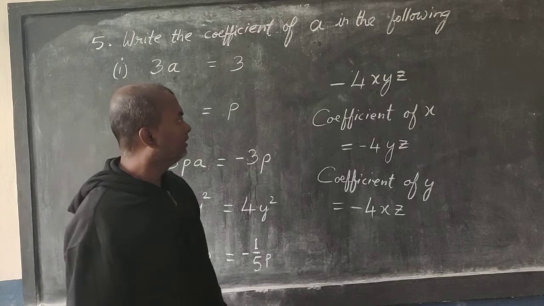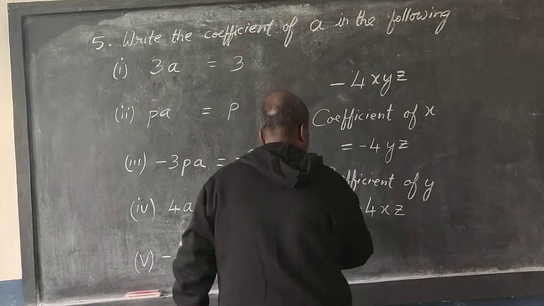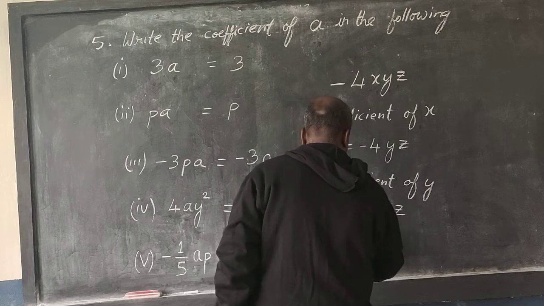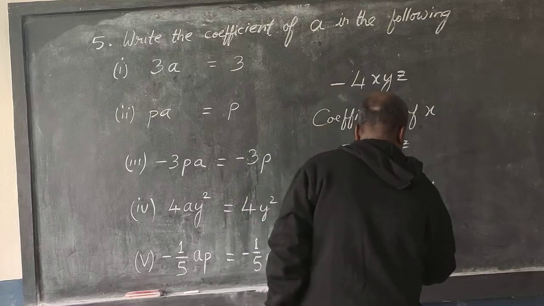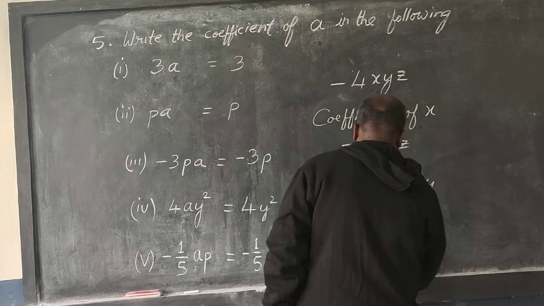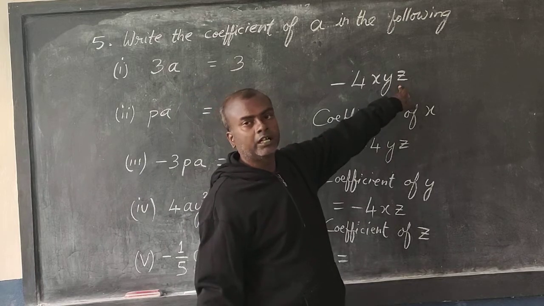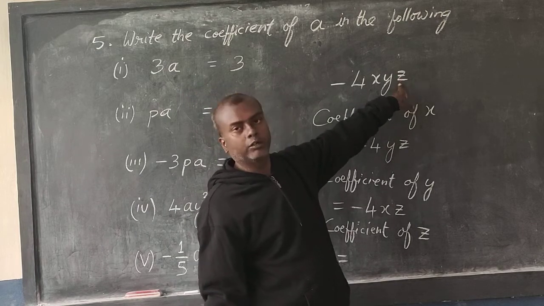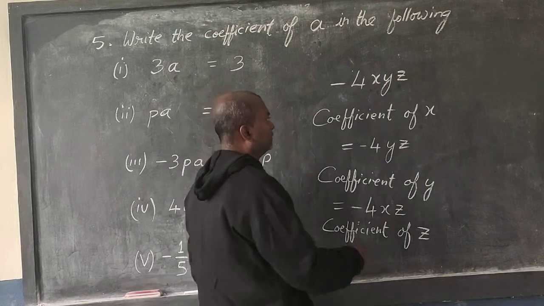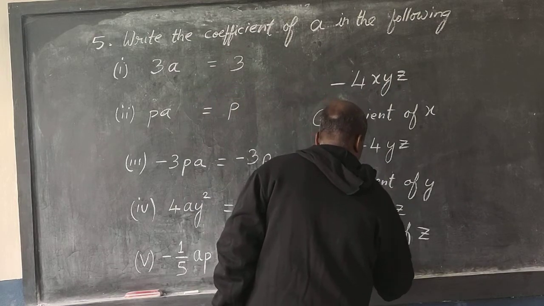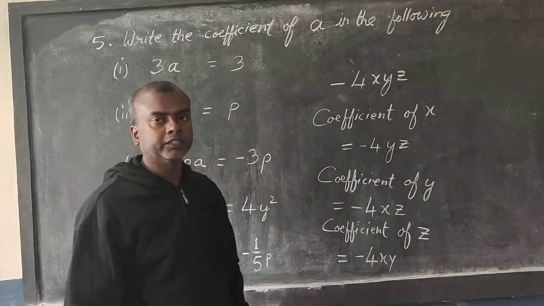Okay. Similarly, if I would have asked you coefficient of z, then what would be the answer? Same case. They are asking coefficient of z, so leave z out. And the other terms which are there, that would be the coefficient of z. So in this case, minus 4xy would be the coefficient of z.